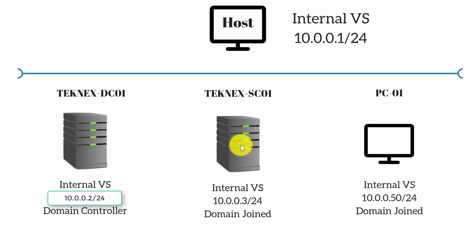Our SCCM machine is TEKNEX-SCO1, Windows Server 2016, and it will have the internal virtual switch as well with 10.0.0.3/24, and it is going to be domain joined with our domain controller. And our Windows 10 computer will have Windows 10 Professional, internal virtual switch, 10.0.0.50, and I'm going to change it later on to DHCP, and it is going to be domain joined as well with our TEKNEX-DC01 domain controller.